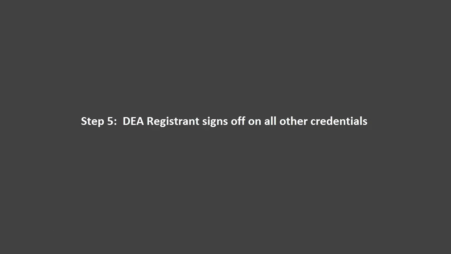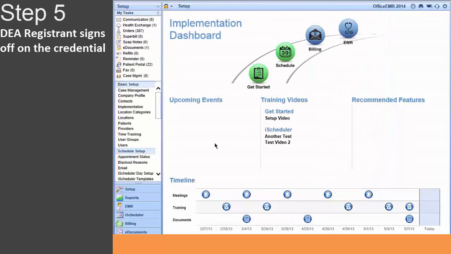Step 5. DEA registrant signs off on the credential. Now that all providers' credentials have been added to the system, they now must have their credentials approved. Remember, the very first step was to pick 2 people at the practice to complete this process. One of these individuals was the lead physician at the practice. This is the person that will need to complete the next series of steps.